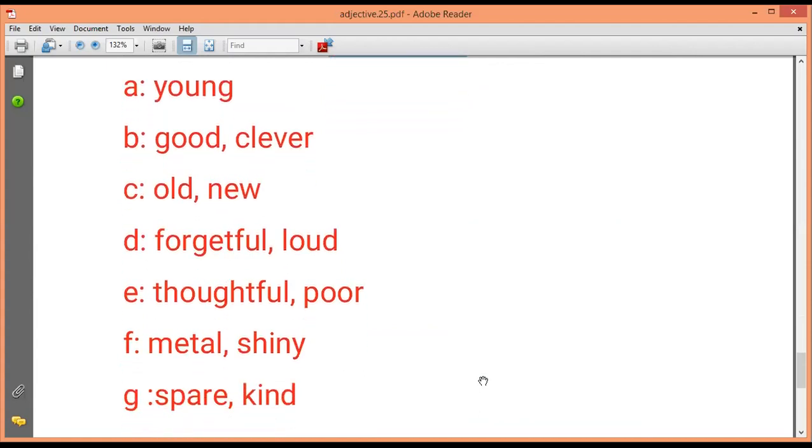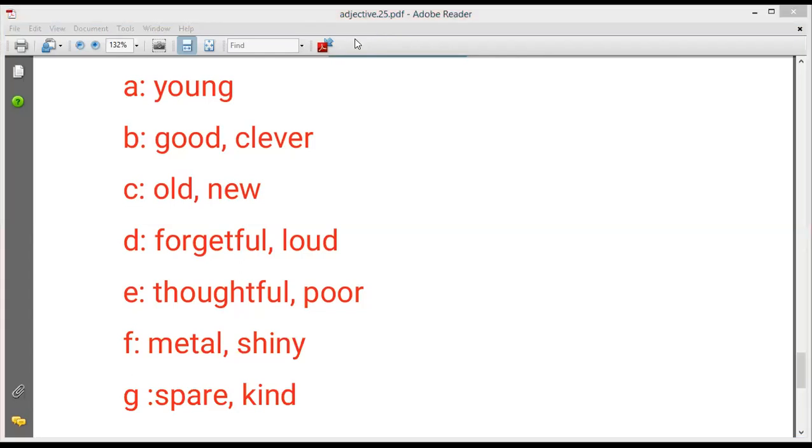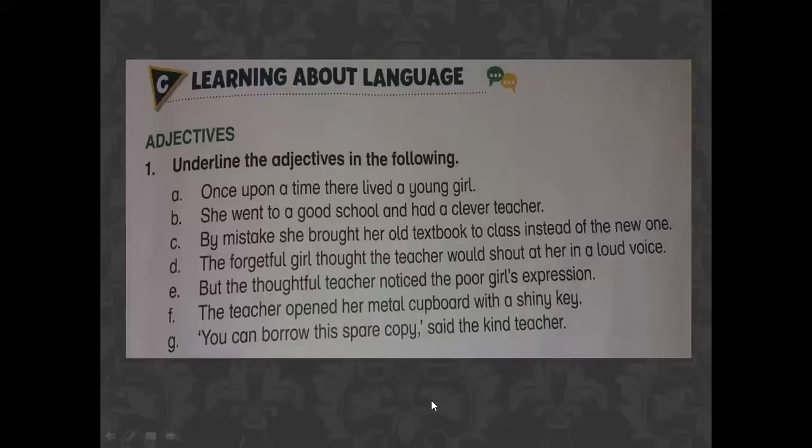Have you underlined all these verbs? All these words? Okay, dear students, very well done. Now move towards the next topic.